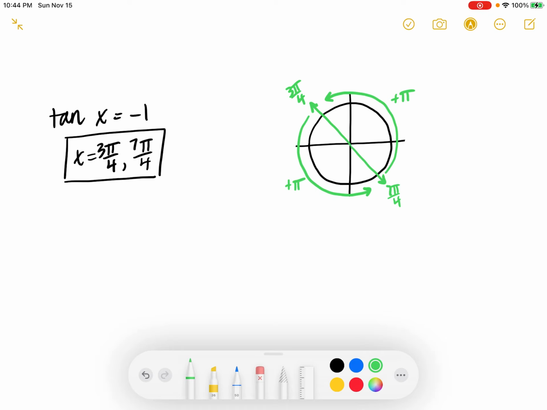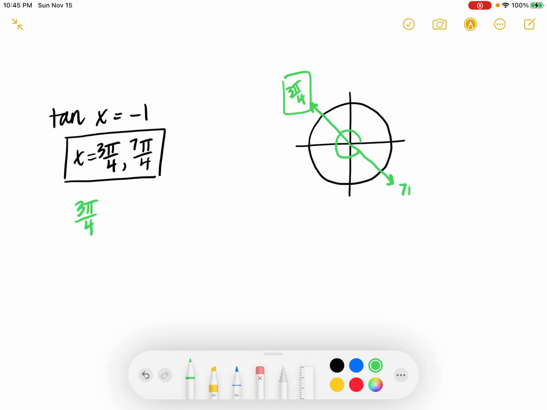So what this means is that I don't have to have two separate equations. I can say, well, let's look at 3 pi over 4, and let's forget that 7 pi over 4 exists for a second. 3 pi over 4, I could add 2 pi. Cool, that'll get me there. But what about adding just a rotation of pi? 3 pi over 4 plus pi gets me to my 7 pi over 4. Plus another pi, I'm back to my 3 pi over 4. Plus another pi, 7 pi over 4.